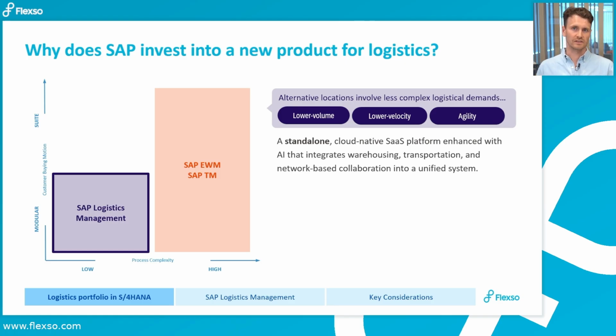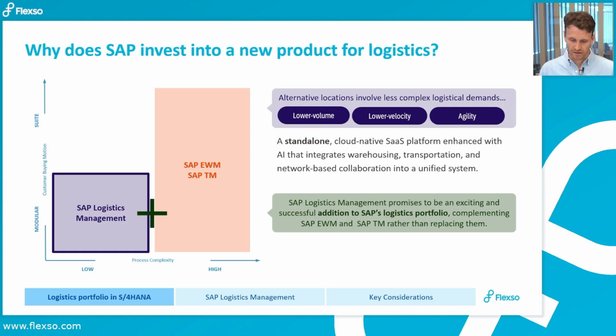So this is setting the scene. You have EWM and TM for more complex cases running on S4 private clouds, and SAP Logistics Management is a new offering. It's a modular offering, a standalone cloud-native SaaS solution that's focused on simple warehouse operations, simplicity, user-friendliness.